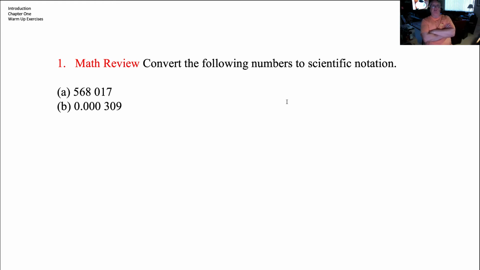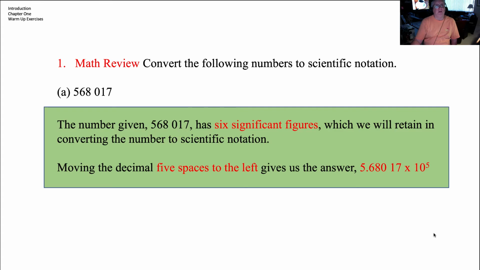Number one says, let's convert the numbers A and B shown to scientific notation. So in both cases, we've got decimal representations. We'd like to convert them to scientific notation. So A, 568,017, and B, the decimal 0.000309. And notice how we put a little space in here. The space is always good to help you identify quickly what the magnitude is of the number that you are in fact looking at.